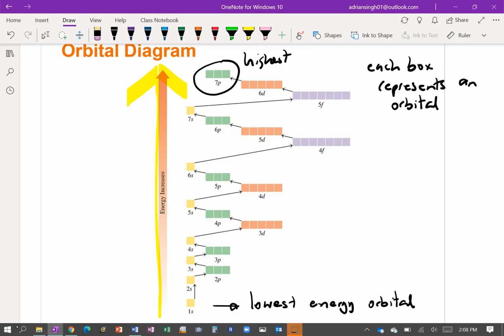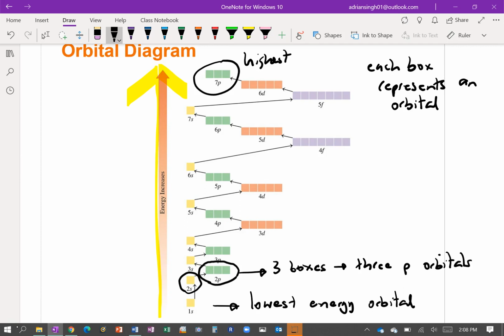So for the 1s, there's just one box because there's just one s orbital. For the 2s, there's also just one box because there's only one s orbital. For the 2p, there are actually 3 boxes in that sublevel because, as we saw in the previous section, there are 3 p orbitals, right? 3 boxes means 3, in this case, p orbitals. All right, so we're going to be filling in our electrons into these orbitals, and when we put them in, we call it an orbital diagram for obvious reasons.